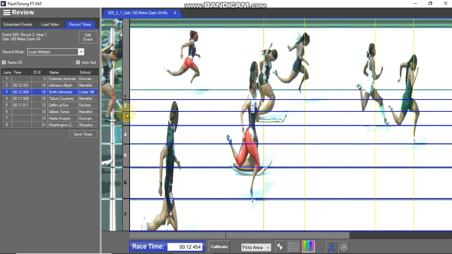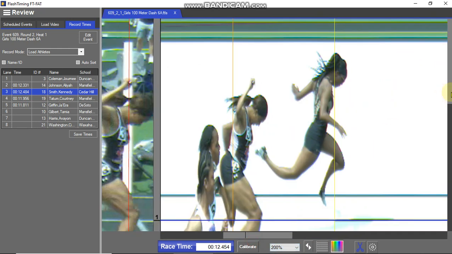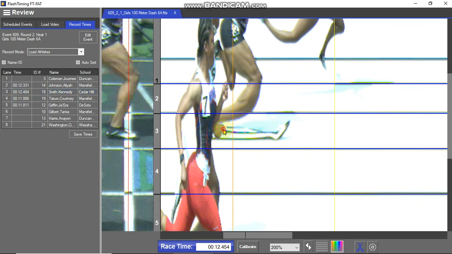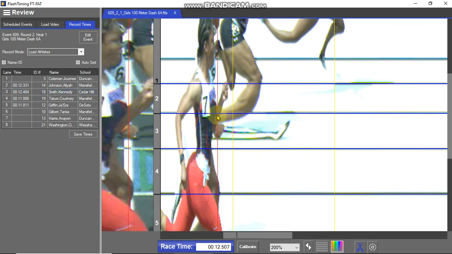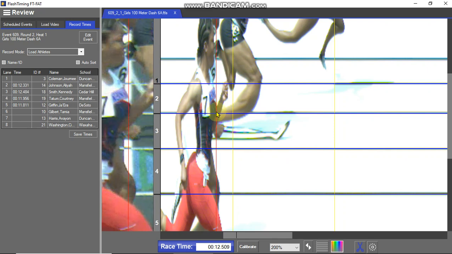Now we get to lane 6 and 7, and we're going to zoom in again so you can see a little bit more detail. As you can see, with lane 7 and 6, as we move the cursor over to her torso, you can see right there, it is at her torso. You see this little image over here, that she is at the finish line now, so her time would be 12.508. So we'll mark her here, and you can see there's still a gap between lane 6 and the finish line.